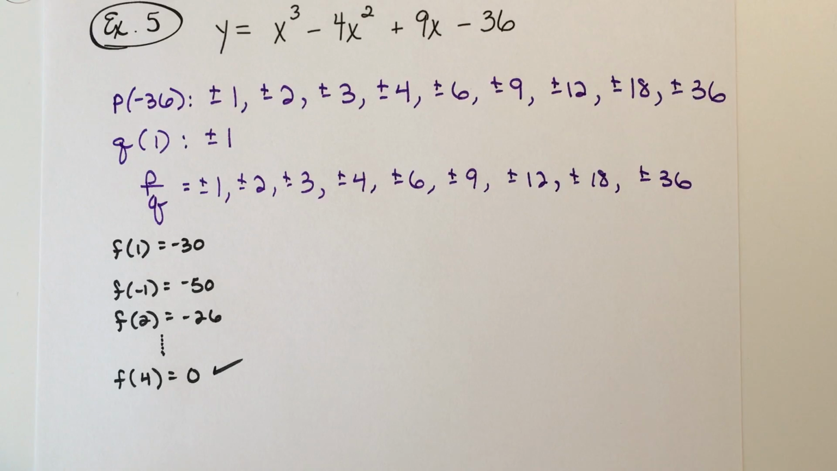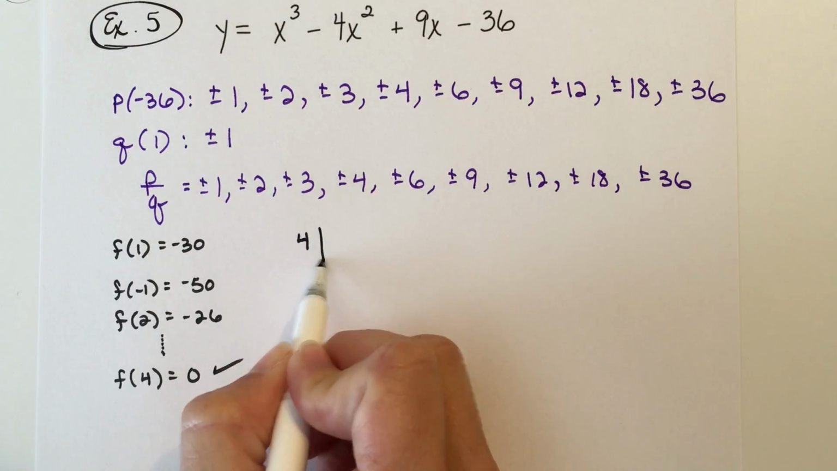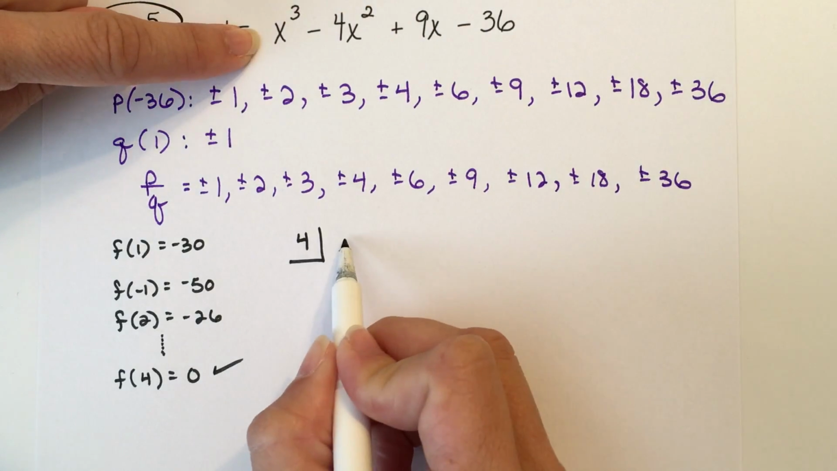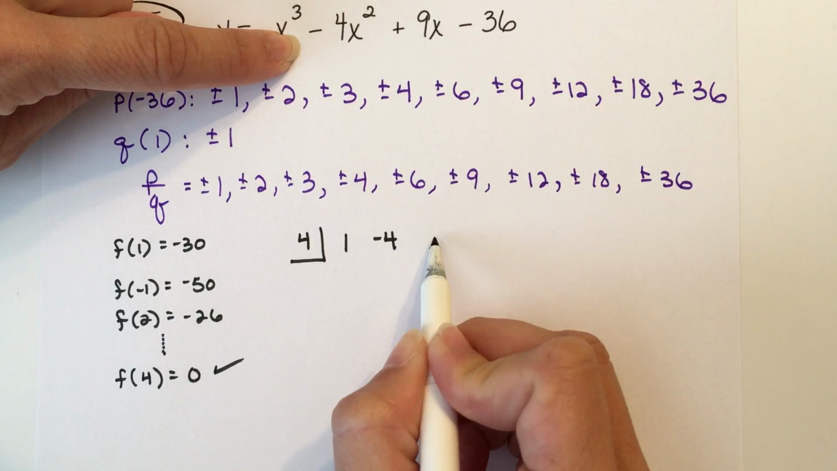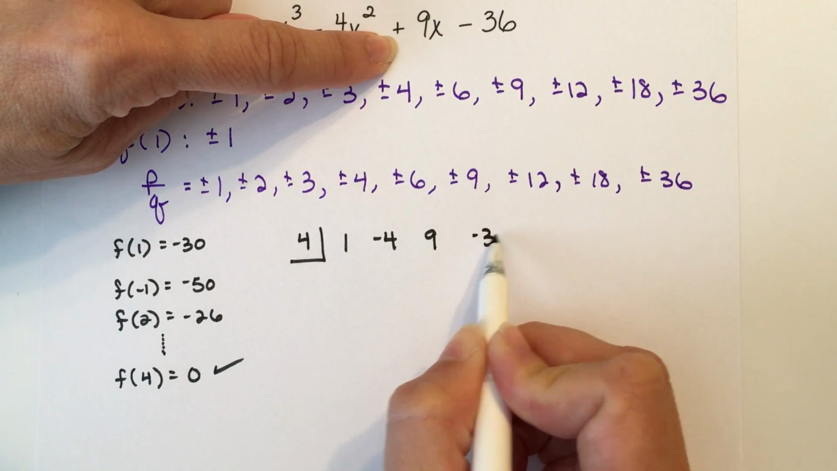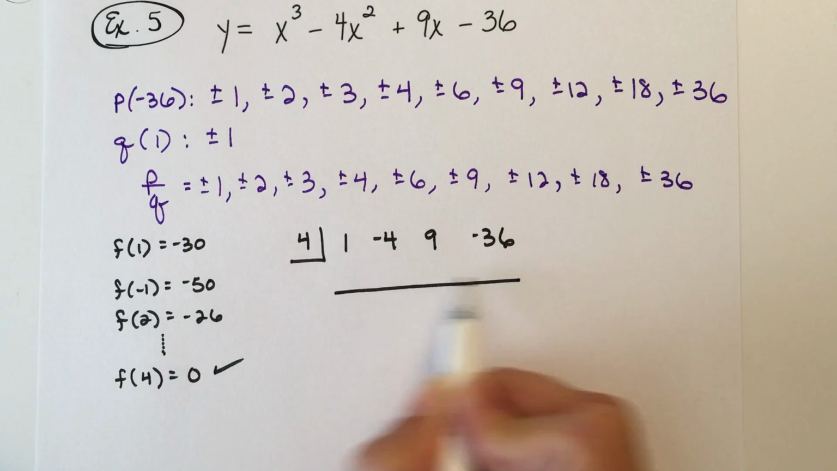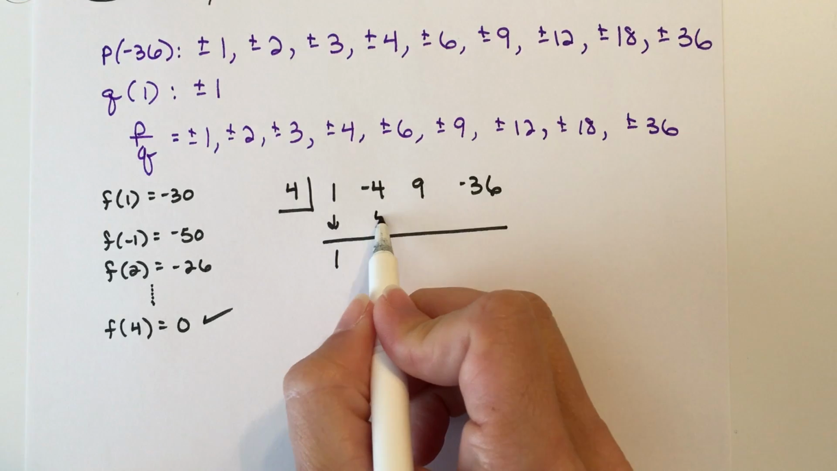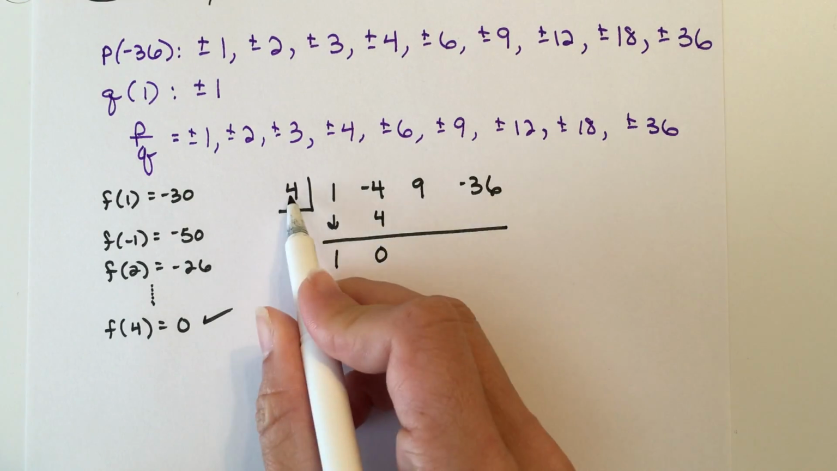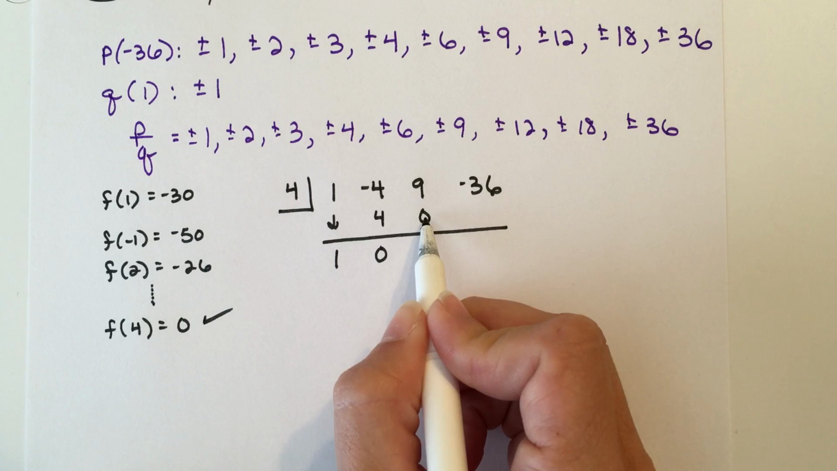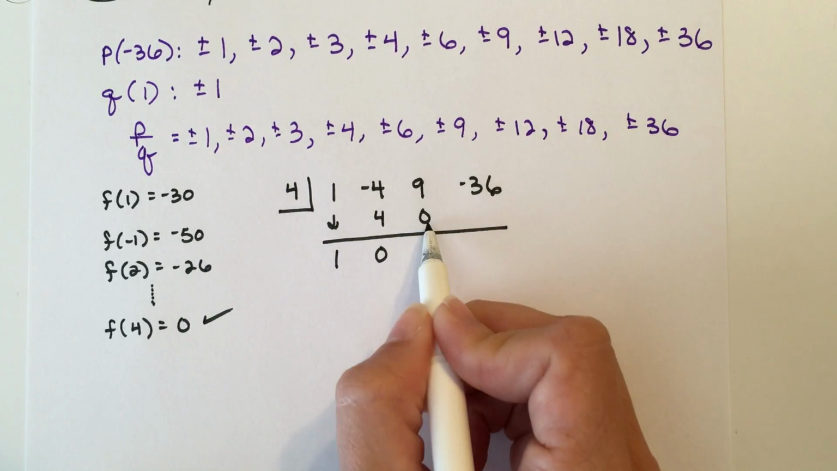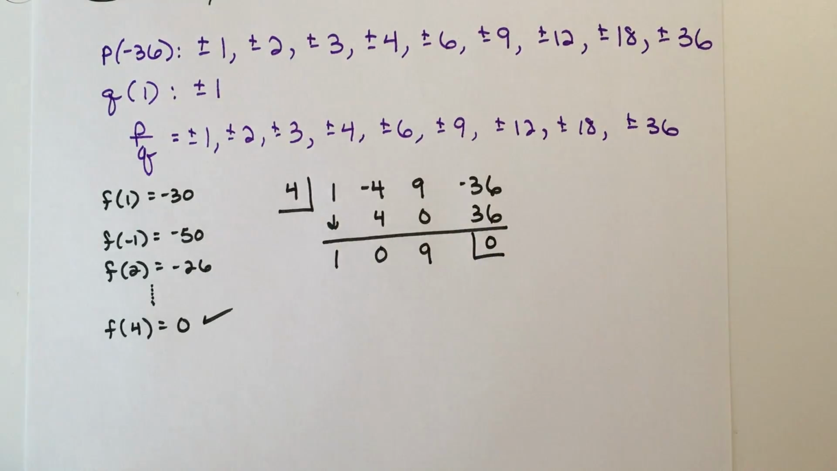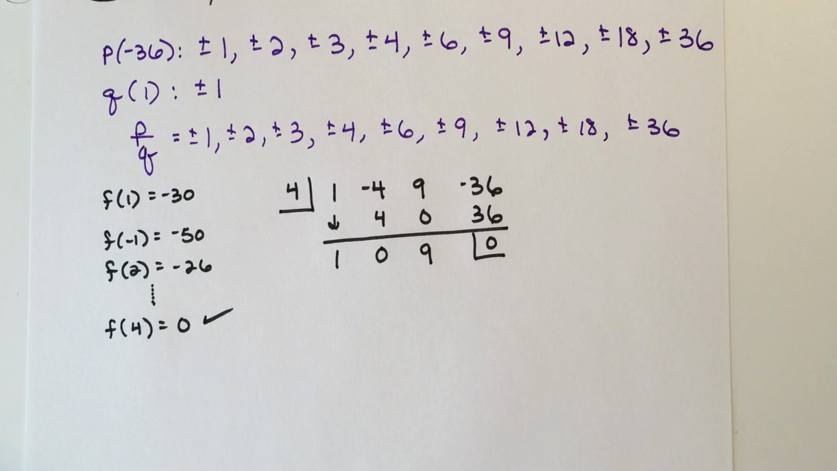So we've got to do our synthetic division with the positive 4. Getting the numbers here to complete my synthetic division, I would have 1, negative 4, positive 9, and negative 36. Bring your 1 straight down. So 4 times 1 is 4. Add, you get 0. 4 times 0 is, I'm sorry, 0. Add, you get 9. 4 times 9 is 36, and see, there's that remainder of 0 that you're looking for.